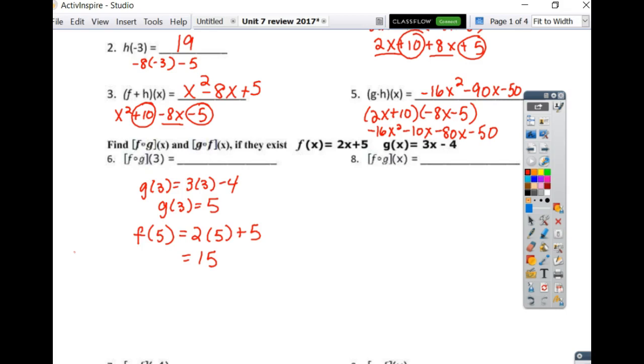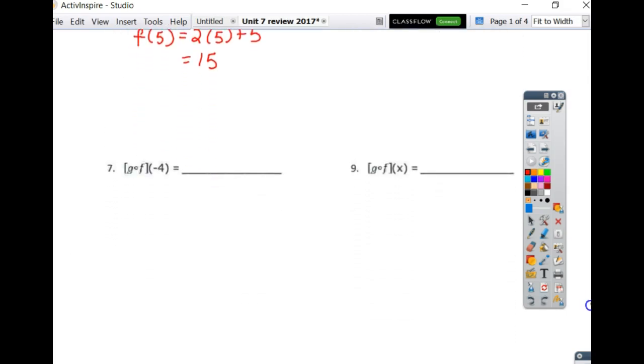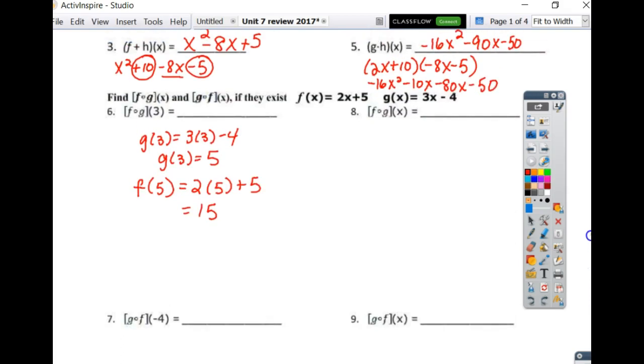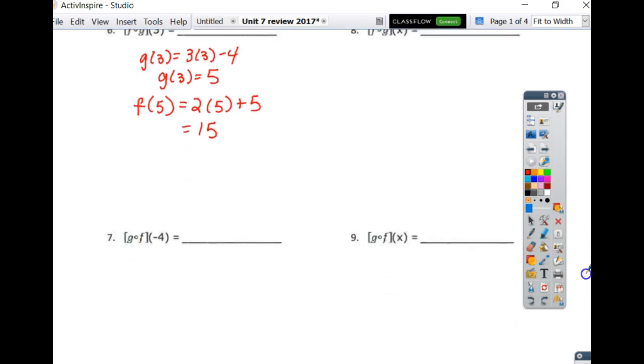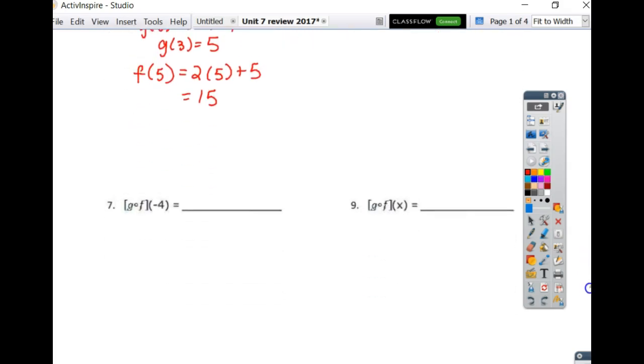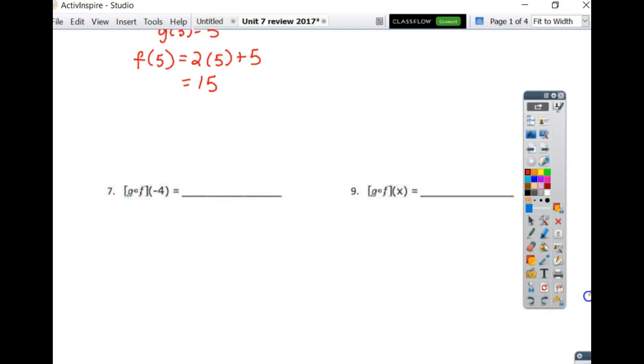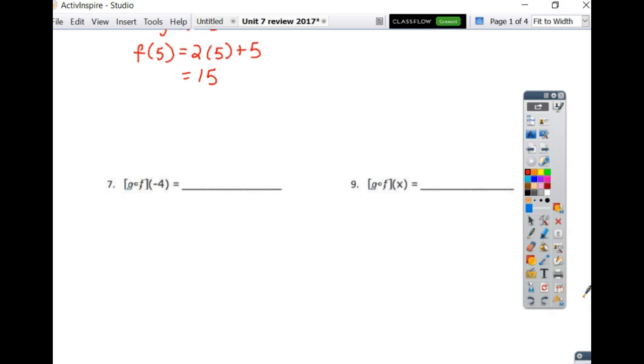So what's different on, oh wait, did you do 7 or 8? Did you do 7? Okay. You did both of them? You did 8? What do we get for number 7? F of negative 4. All right, let's do 8.